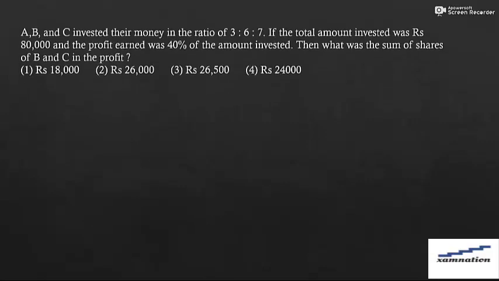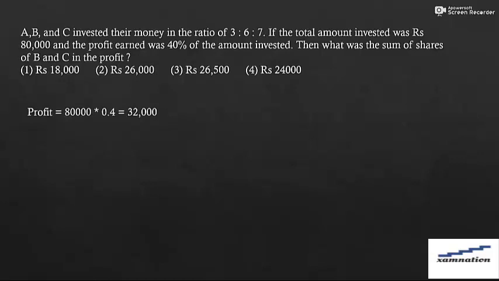A, B, and C invested their money in the ratio of 3 is to 6 is to 7. If the total amount invested was rupees 80,000 and the profit earned was 40% of the amount invested, then what was the sum of shares of B and C in the profit? Over here, we have not been given the profit figure, but we have been given it as a percentage. So we need to first calculate the amount of profit earned. So that will be 80,000 into 0.4, that is 32,000.